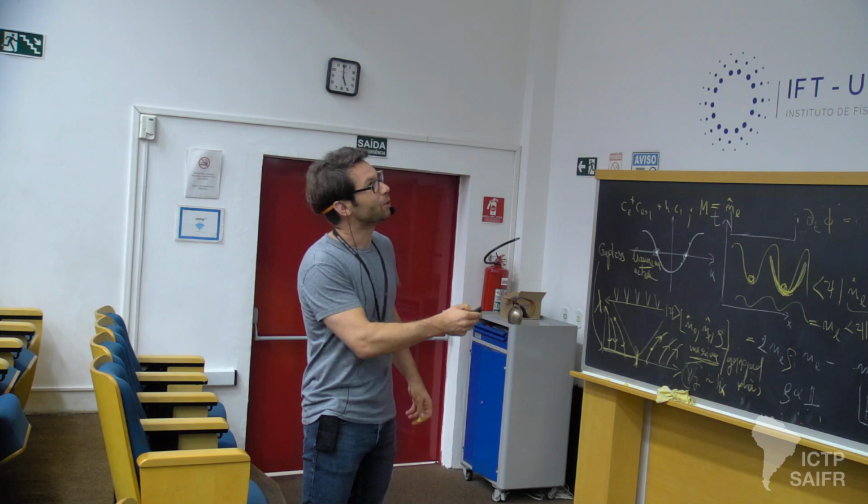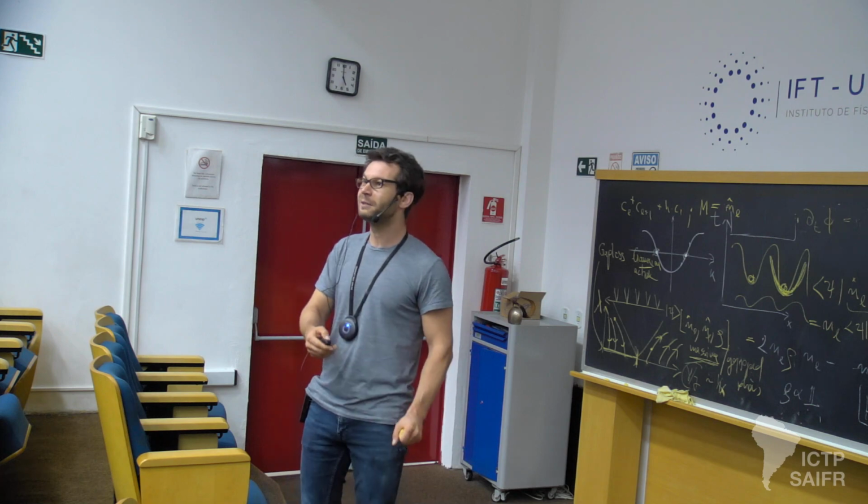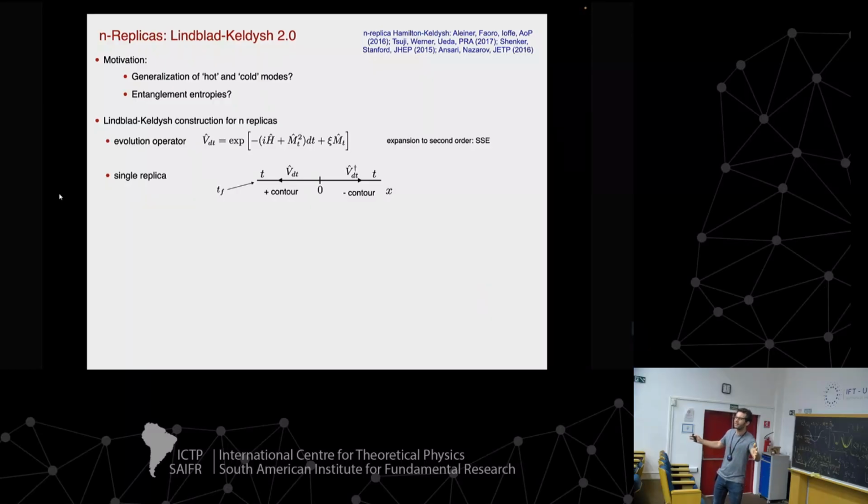Okay, so what we now want to do is be more bold and look at n replicas. The reason is that, as I will show, if we want to compute something like entanglement entropy, we need an arbitrary number of replicas. So let's look for a systematic construction of n replicas. Now we come really from our Keldysh language.